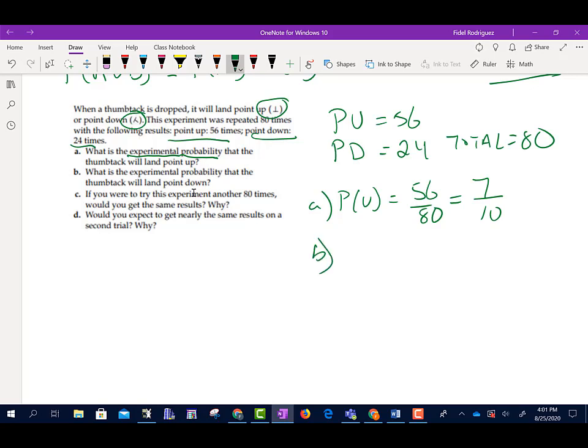Part B. What's the experimental probability, again experimental, that it's going to land point down? 24 out of 80. We can divide them by 8 again. That's 3/10.